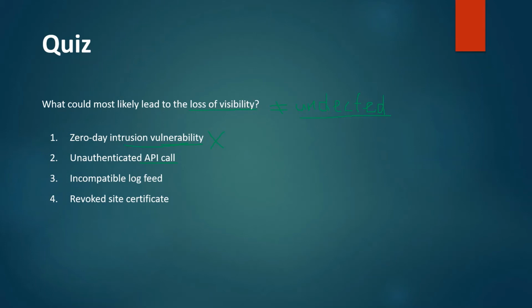Choice number 3, incompatible log feed. It might happen that you are using a third-party enforcement control solution, and the solution is working fine, but when you try to feed the log into the CASB dashboard, because of incompatible format, the log could not be parsed, and that does lead to loss of visibility because you will not be able to tell from the record what incident had taken place. So this is the right answer.